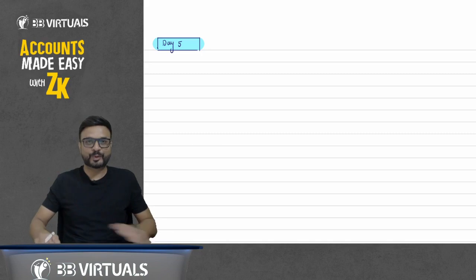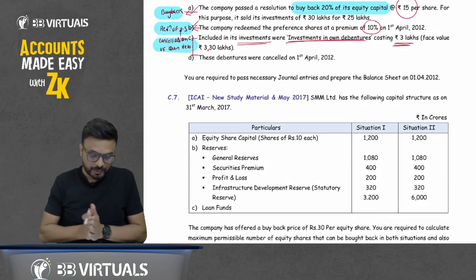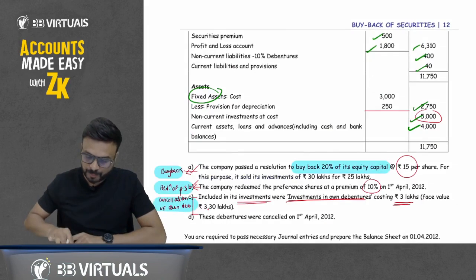Hello all of you. Today is day 5 and we will start with question number 7. Okay, so come to question number 7, which is on page number 12.